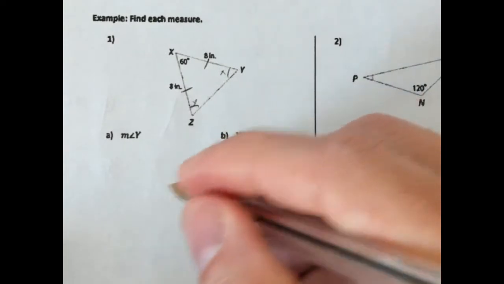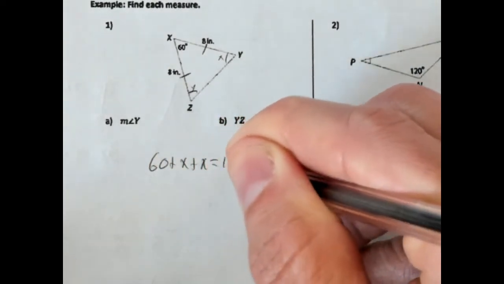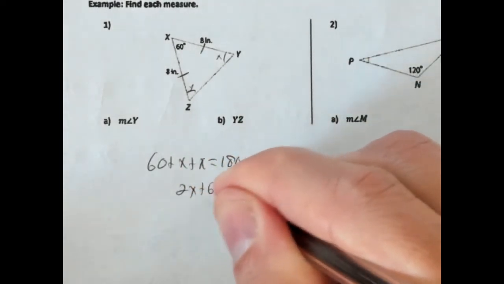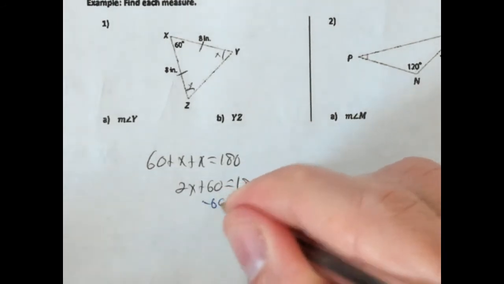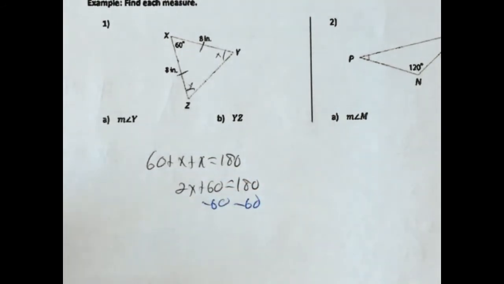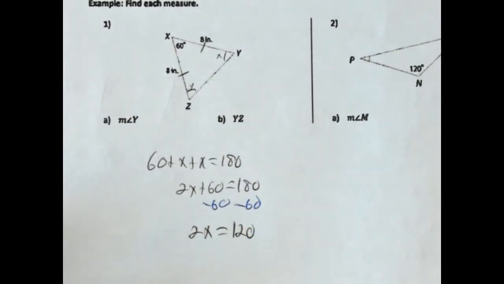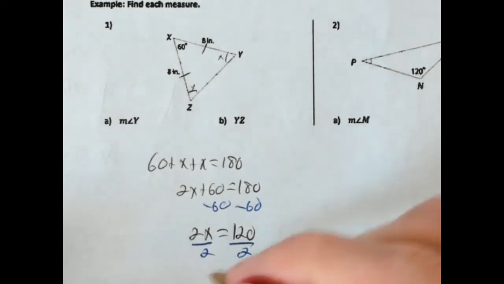So we're going to say 60 plus x plus x equals 180. We're going to go ahead and solve for x. So we have 2x plus 60 equals 180. We're going to subtract 60 from both sides. That means we're going to have 2x equals 120. Divide both sides by 2. And x would equal 60.